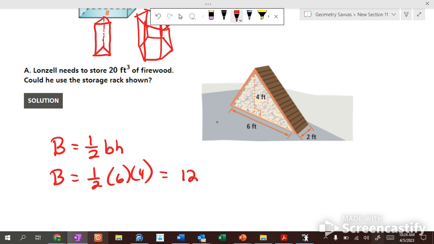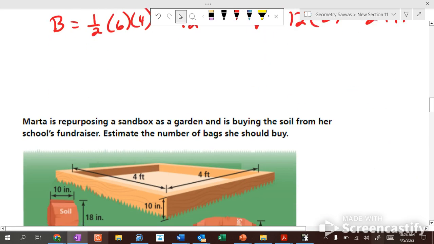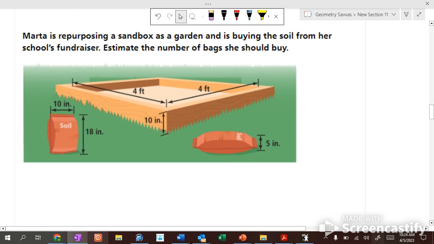Okay? Now, to find the volume of this thing, the height is actually here, because the height is the distance between the two bases. So that's the height. So the volume of this is the area of the base times the height, or 24 feet cubed. Can he store his firewood in there? Absolutely. He has some extra room.